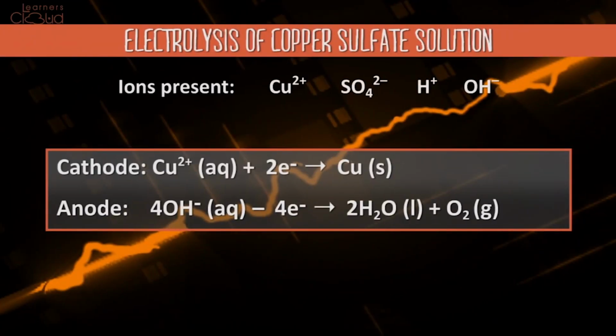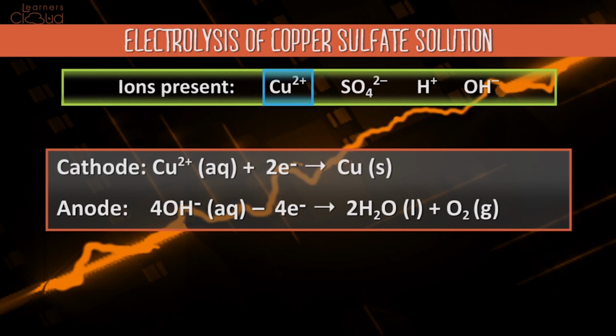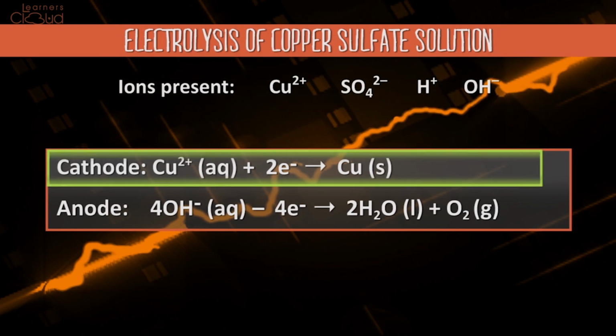So let's take a look at the equations for the electrolysis of copper sulfate solution. The ions present in the solution are positive copper and positive hydrogen ions and negative sulfate and negative hydroxide ions. The hydrogen and hydroxide ions are from the water. Positive copper ions and hydrogen ions are attracted to the negative cathode. Copper is below hydrogen in the reactivity series, so copper ions gain electrons and form copper atoms.